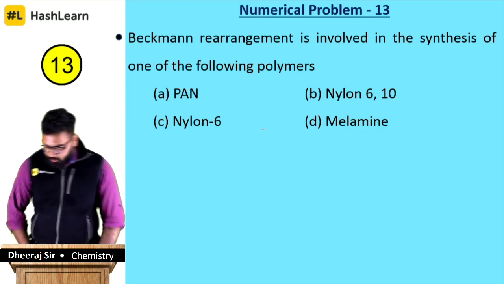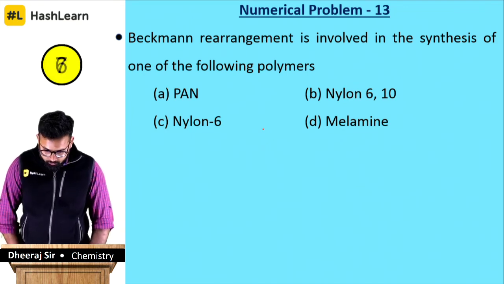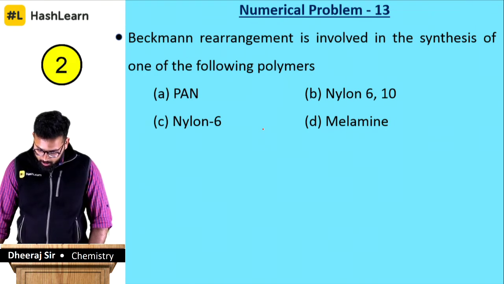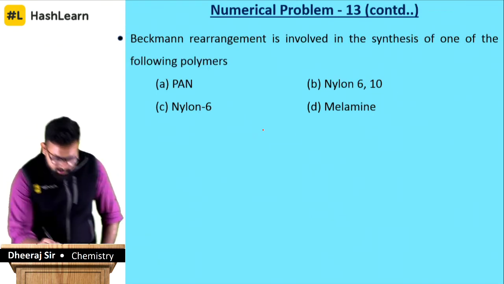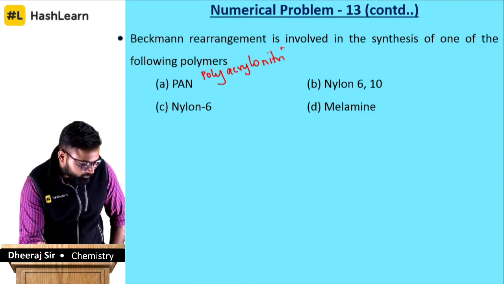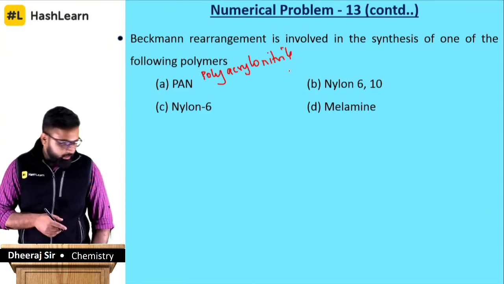Beckmann's rearrangement is involved in the synthesis of the following polymers. Which one is it going to be? Option A, PAN. Clockmaster says time's up, but PAN stands for polyacrylonitrile, nylon 6,10, nylon 6, and melamine.